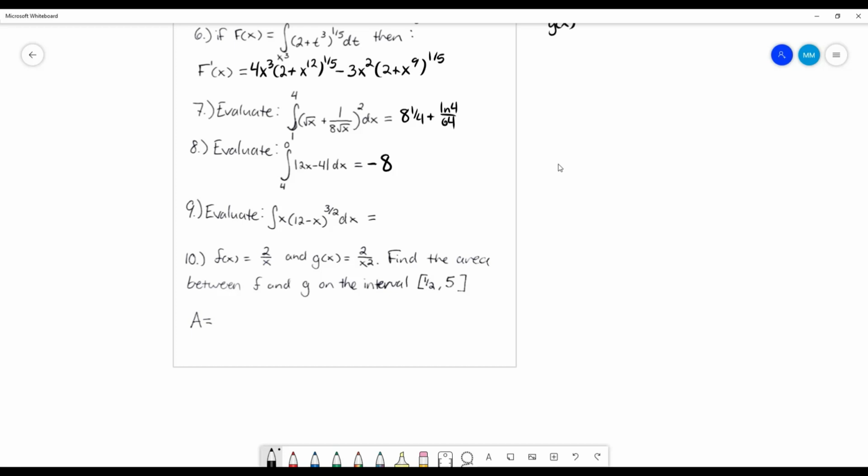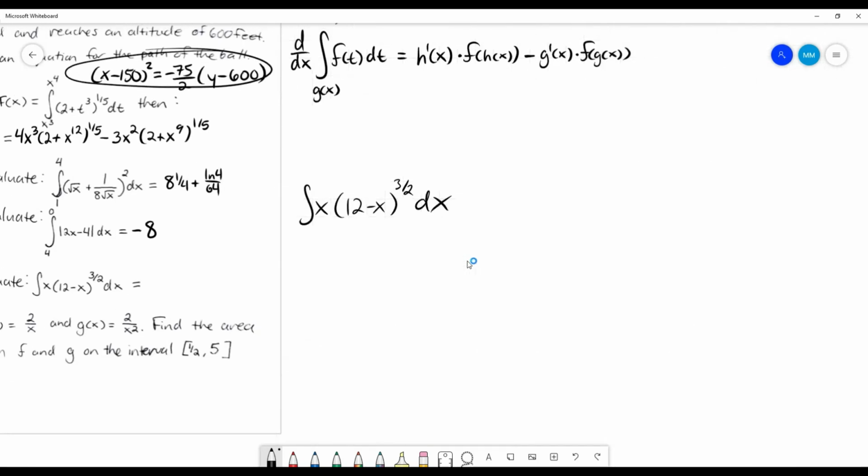Okay, so now for number 9, this is an indefinite integral, but we will need to use some u substitution for this, right? So we have the integral of x times 12 minus x to the 3/2 power. So probably the easiest thing to do here is just to make this interior our u and manipulate that further if we need to.